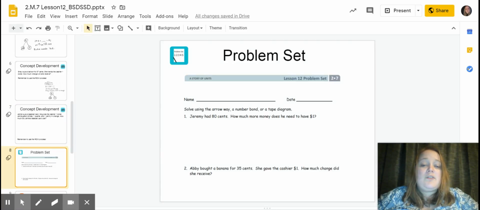Now these are a few more practice questions that you're going to do. You can solve using the arrow way, a number bond, or a tape diagram. Jeremy had 80 cents. How much more does he need to have $1? Oh my, I bet you can use mental math for that. Now, number two, you may need to show your work for number two. Abby bought a banana for 35 cents. She gave the cashier $1. How much change did she receive? Use your redraw right process for that. You can do it.